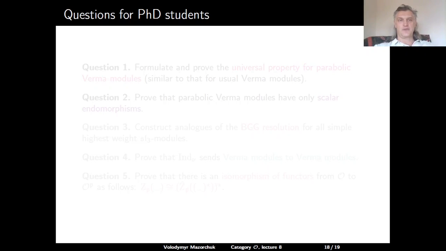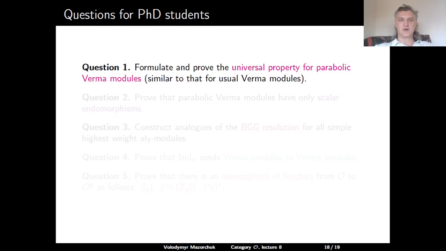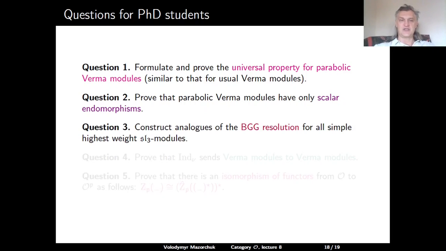Let us finish with a couple of questions for PhD students. Question number 1. Formulate and prove the universal property for parabolic Verma modules, which is similar to that for the usual Verma modules, and which we actually used once in this lecture. Question number 2. Prove that parabolic Verma modules have only scalar endomorphisms. Question number 3. Construct analogs of the BGG resolution for all simple highest weight SL3 modules. Question number 4. Prove that the parabolic induction functor sends Verma modules to Verma modules.